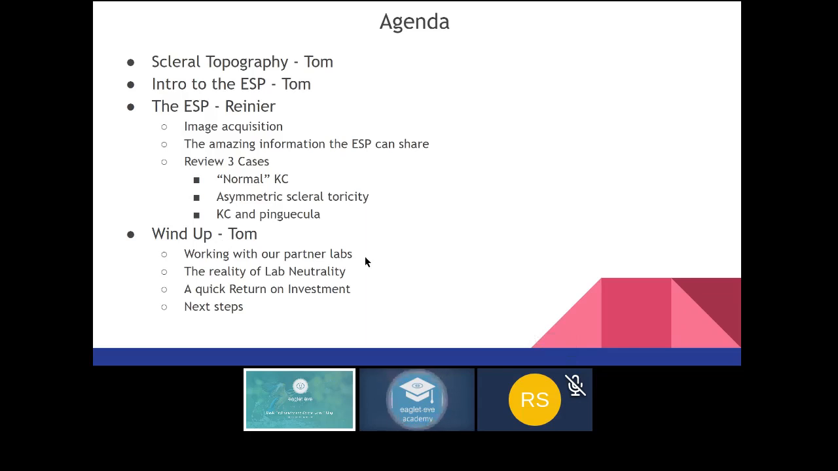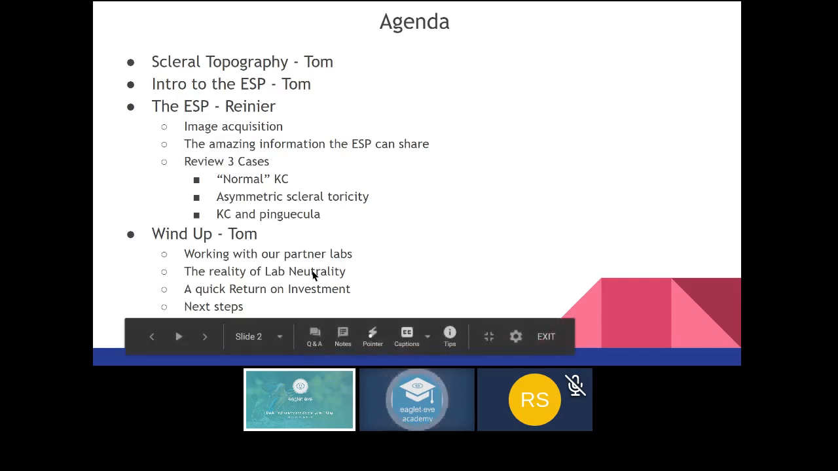I'll talk to you a little bit about our partner labs, particularly in the US. That's where my knowledge is based. Then the reality of lab neutrality, in other words, what we really mean by that phrase, and then a quick look at return on investment, and then talk about next steps.